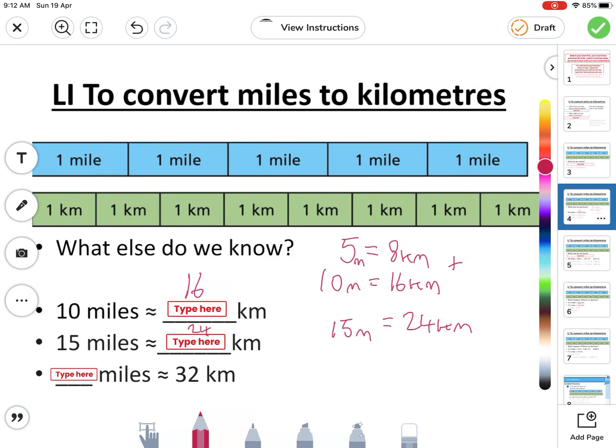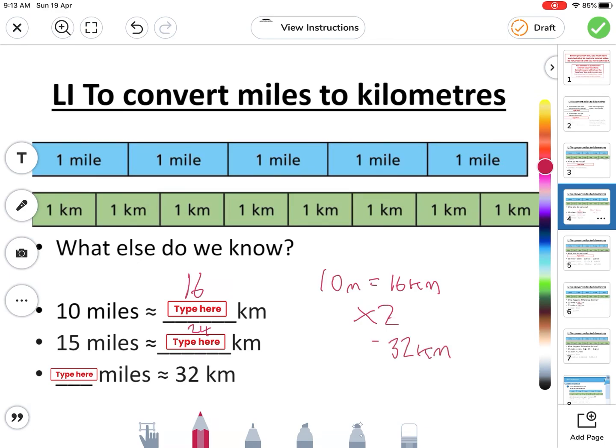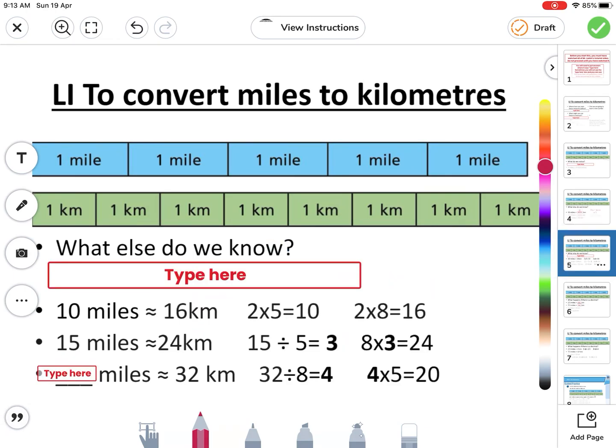Okay, and then how many miles is 32 kilometres? Well, if I rub out this and this, I know that 10 miles is 16 kilometres. I can simply multiply this by 2 to make 32 kilometres the same as 20 miles. On the next page were the answers, but a different way of perhaps working it out.